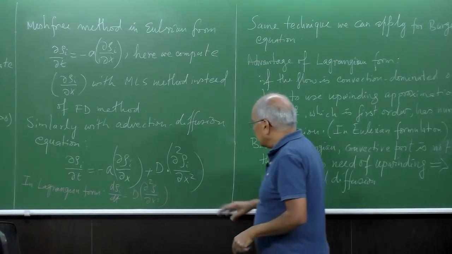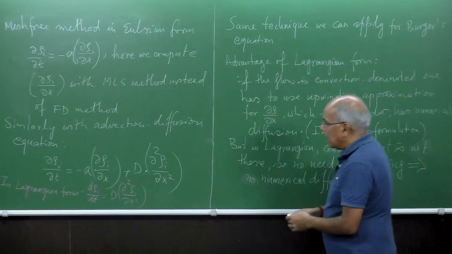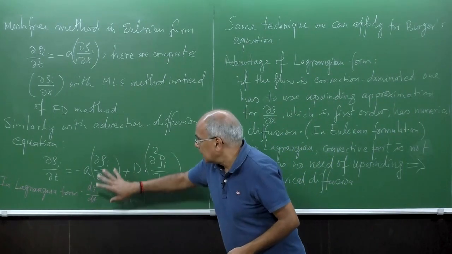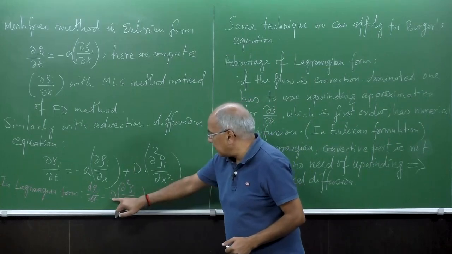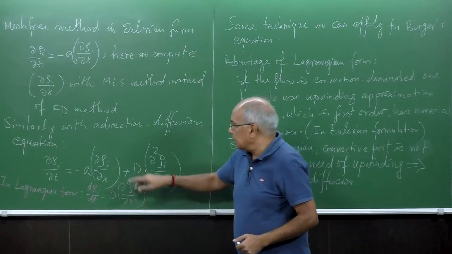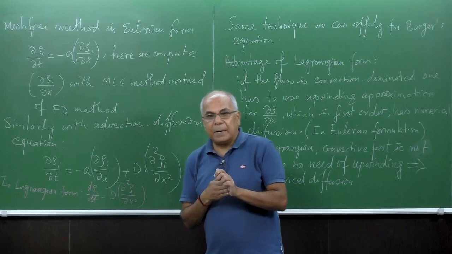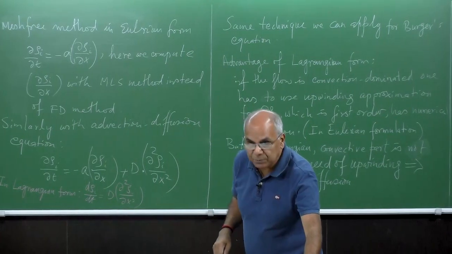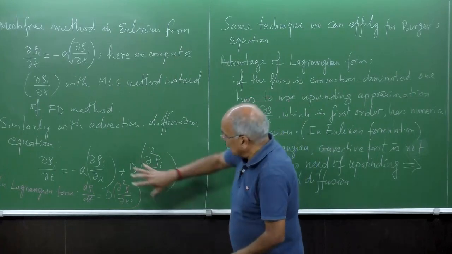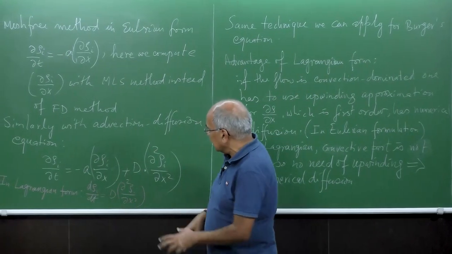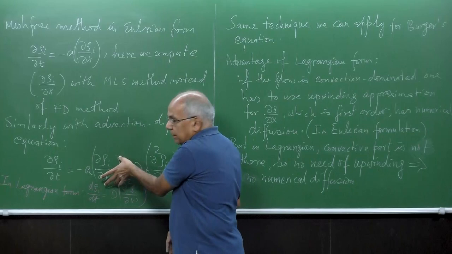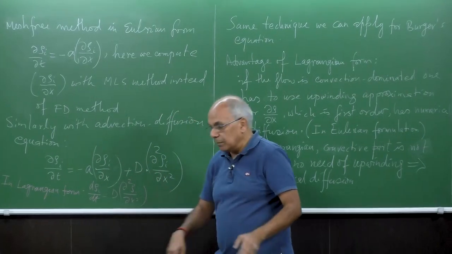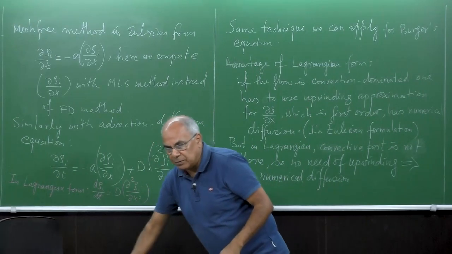But now in the Lagrangian, this part is not there. It is due to the Lagrangian formulation that the convective part is not there. We have only the diffusive part. So it means there is no effect of numerical viscosity. That is the advantage of what we have seen. Even if it is convection dominated, the Eulerian form has oscillation, but in the Lagrangian form with the same diffusion we don't have oscillation.